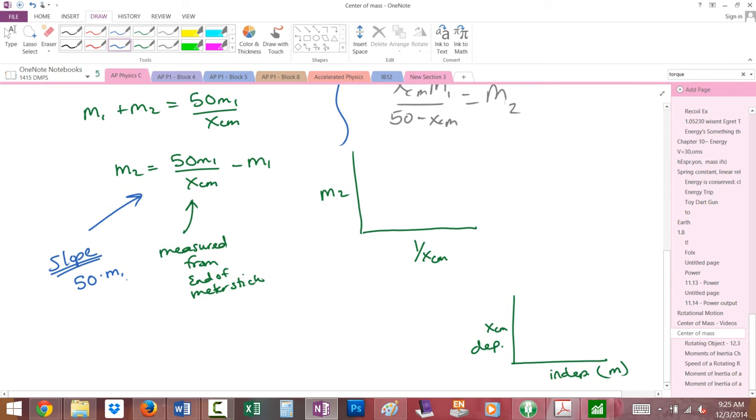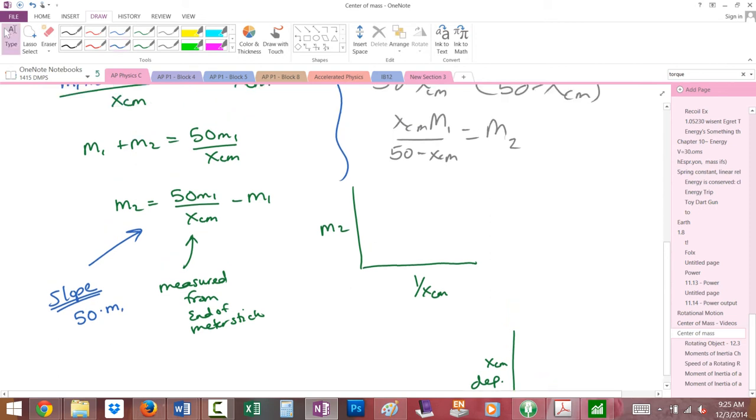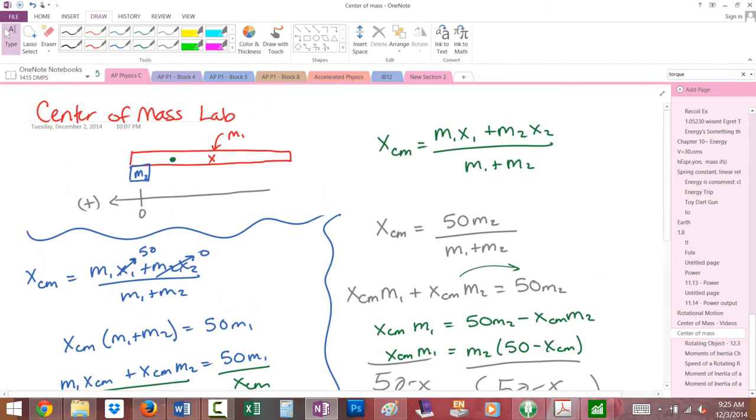Hold on. Two questions happening here. So the original XCM equation. You got that by treating it as if the meter stick was compressed down to a ball, a point mass, and the other mass was a point mass on a massless bar. Right.